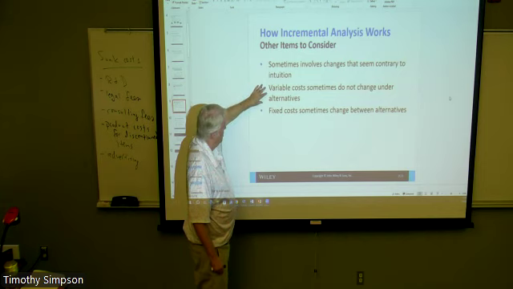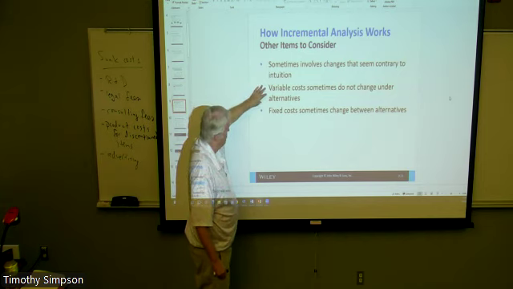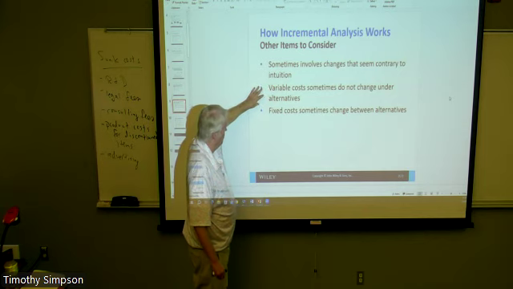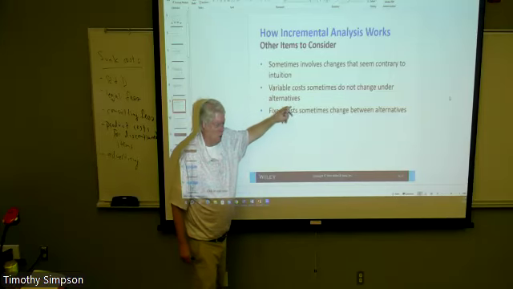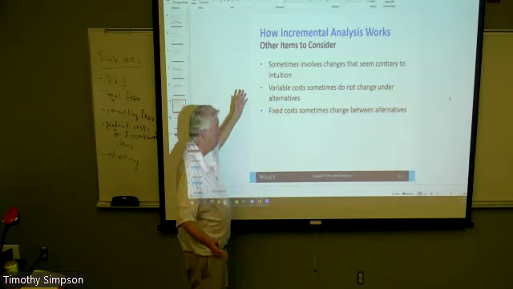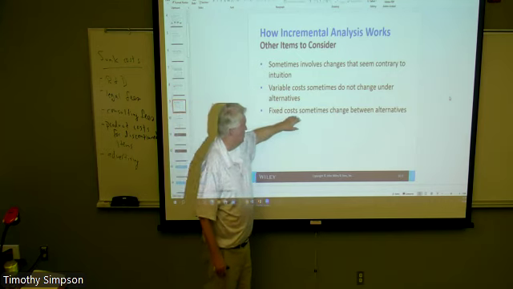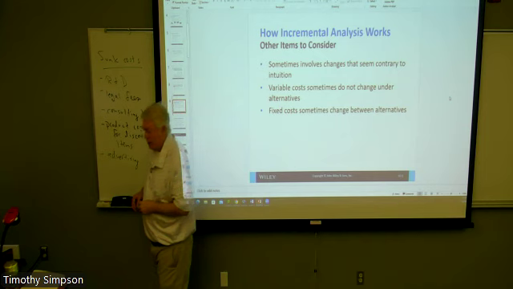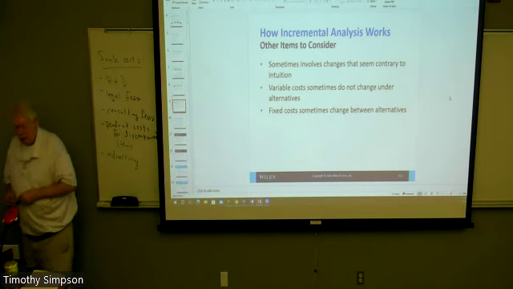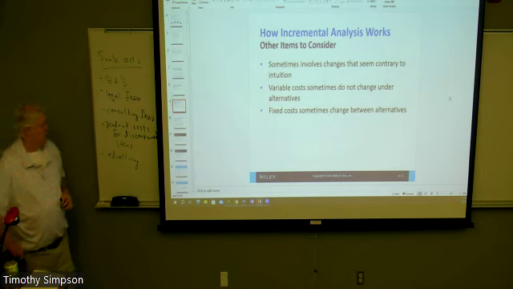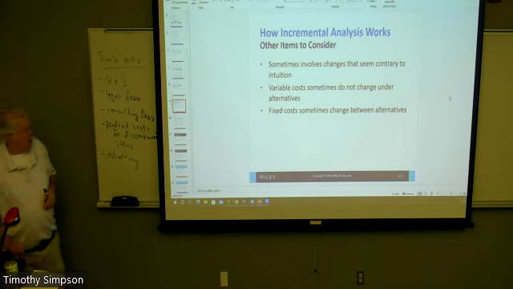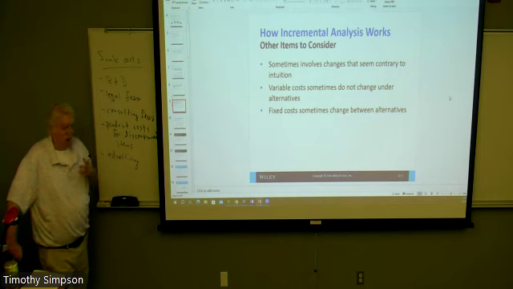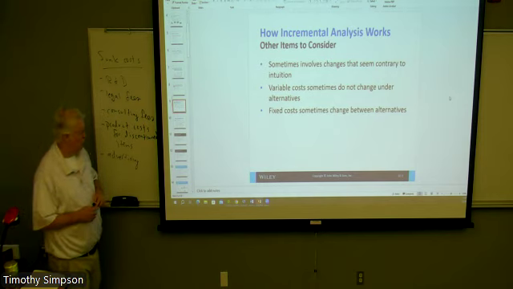Also, we have variable costs that sometimes don't change under various alternatives. Sometimes they do. It becomes difficult. And that's a counterintuitive issue. How can variable costs not change? We'll get to that, okay? Yet sometimes fixed costs do change between alternatives. And remember, we've already seen the case in which over a longer time period, fixed costs do change. And so we made the statement, some time ago, back in chapter 13, that all costs in the long run are variable. In the long run, all costs are variable.